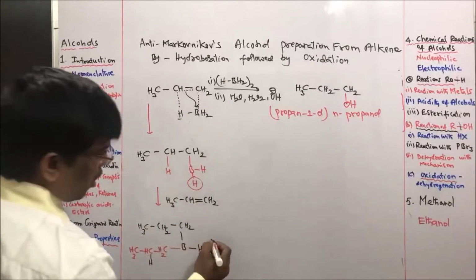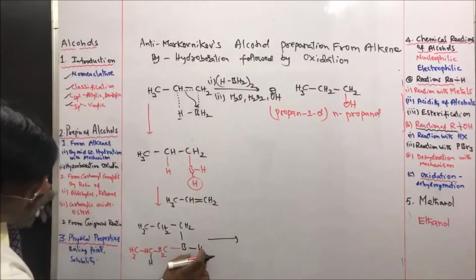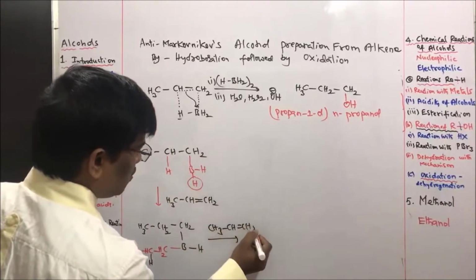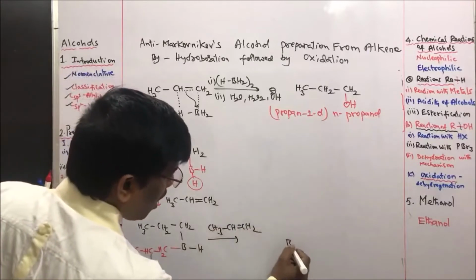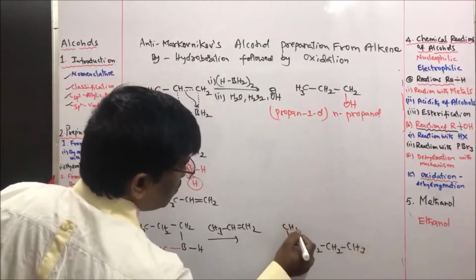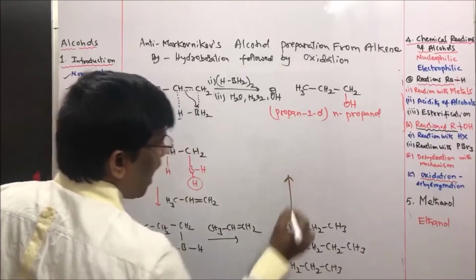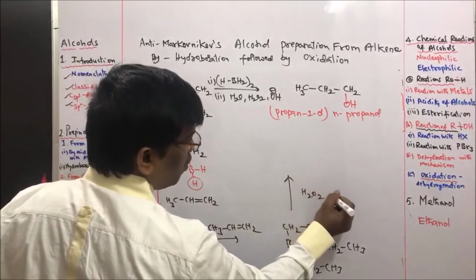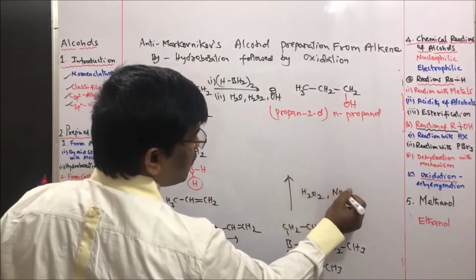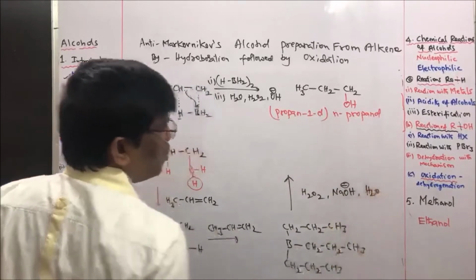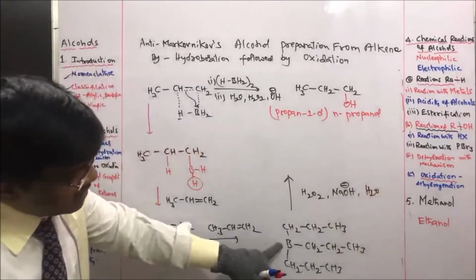So another molecule, since it has another hydrogen here, adds to another mole of alkene, CH2, to give boron of this CH2 and CH2. Now when you add hydrogen peroxide, H2O2, in the presence of sodium hydroxide, that is base, and water, you are going to hydrolyze this compound.